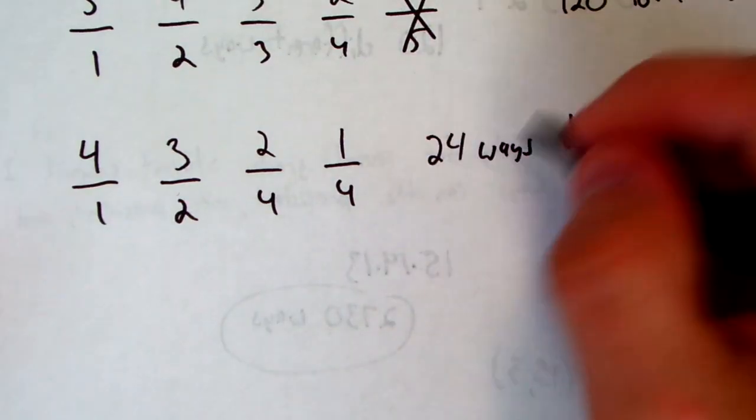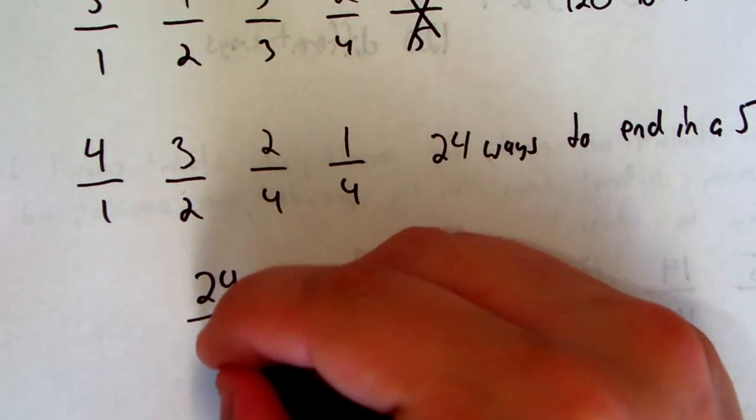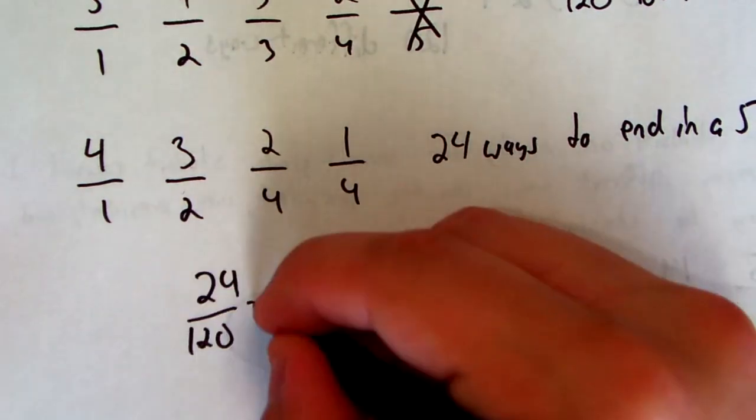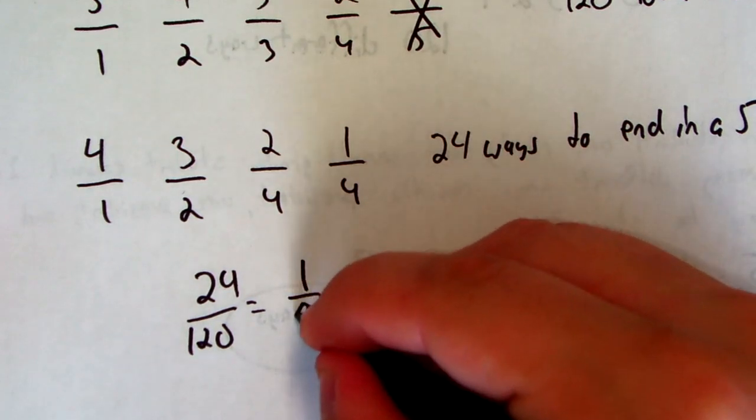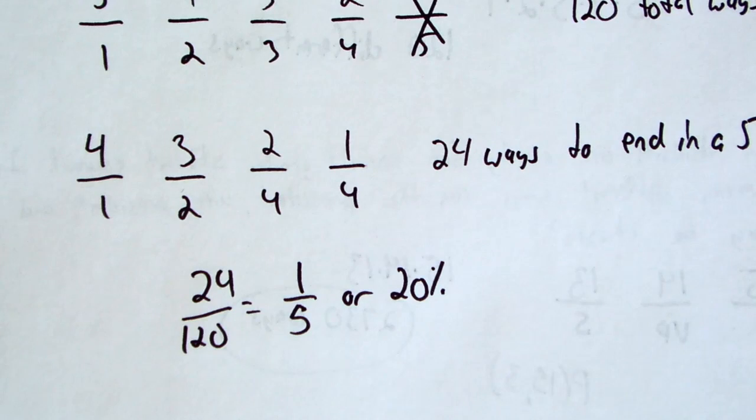So what we're going to do is 24 divided by 120, which simplifies down to 1 over 5, or 20%.